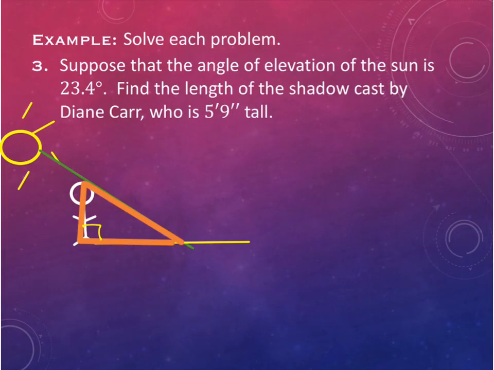So the 23.4 degrees in angle of elevation is always from the horizontal up. So the angle of elevation is right here. So this one is the 23.4 degrees. And then Diane herself, this height is 5 feet 9 inches.